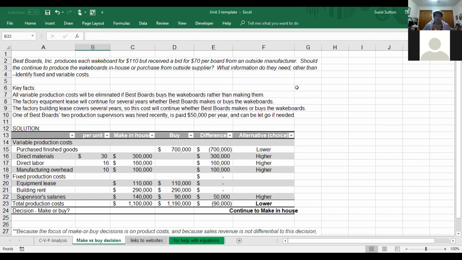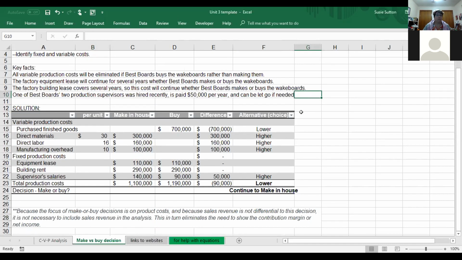Then one of the Best Boards 2 production supervisors was hired recently and paid $50,000. And that person could be let go if needed. These are just hard, cold facts, so we're not going to go into the ethical and those types of decisions. This is the whole monetary side right now.